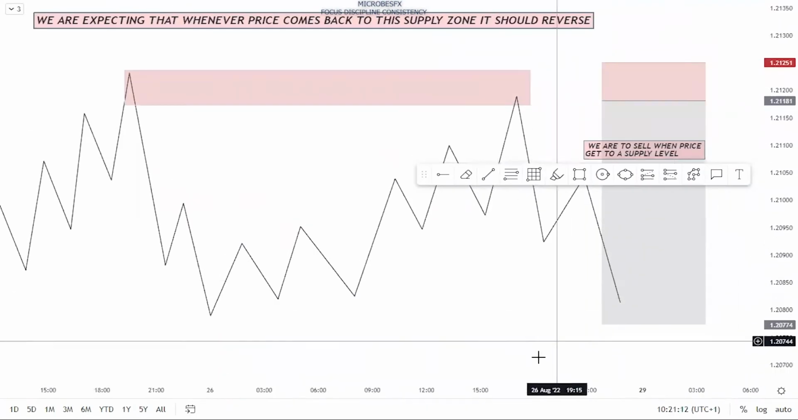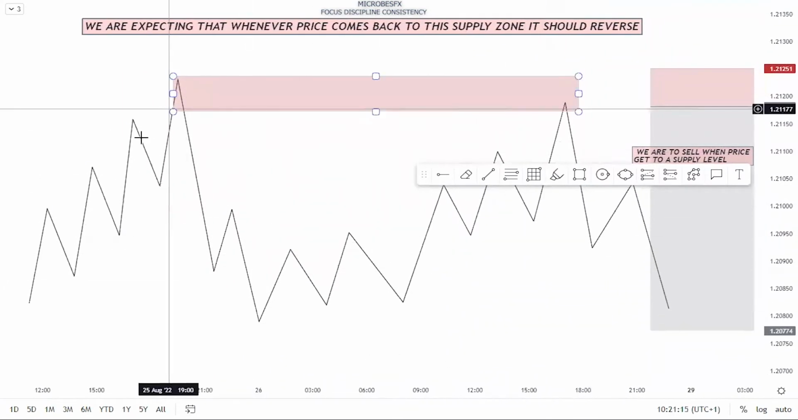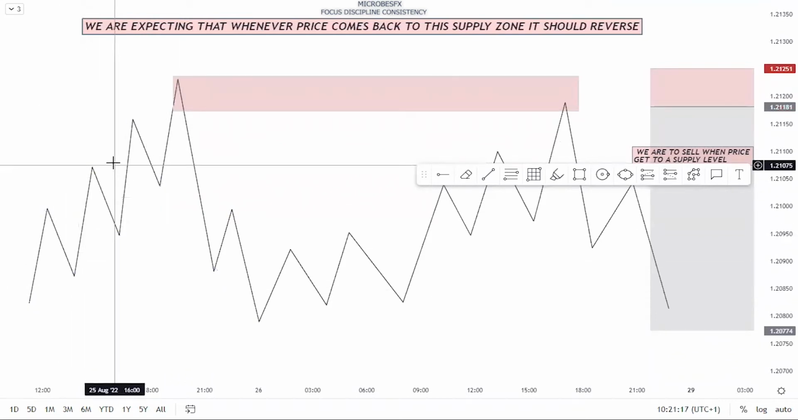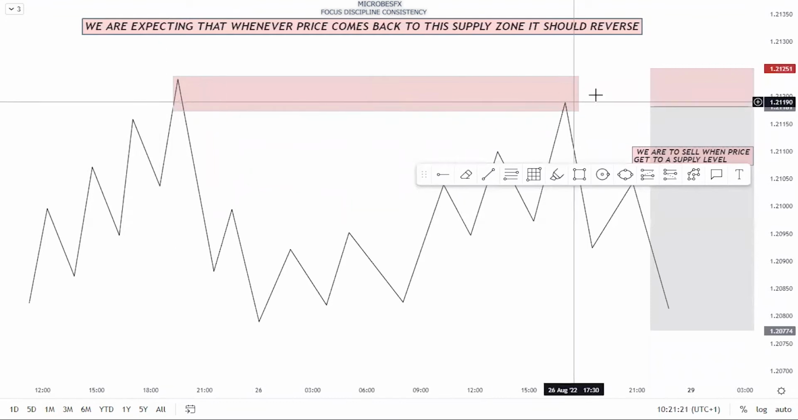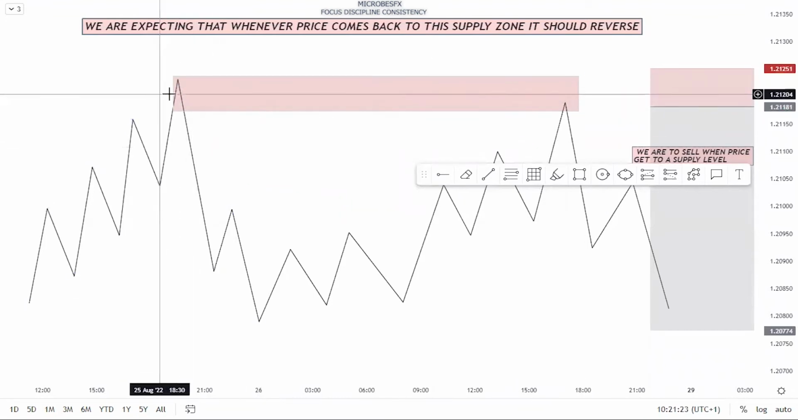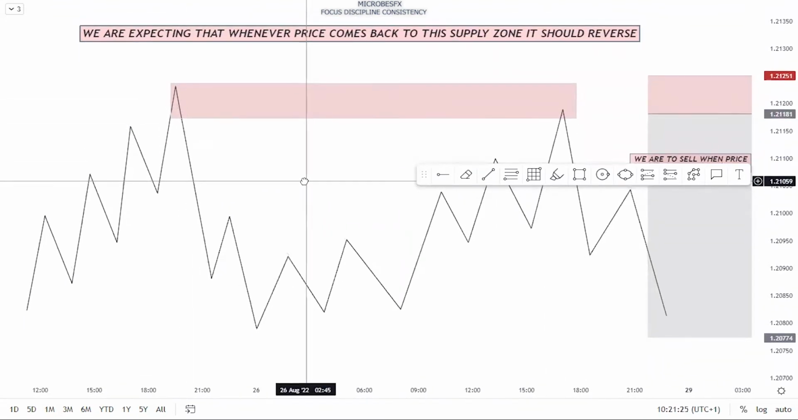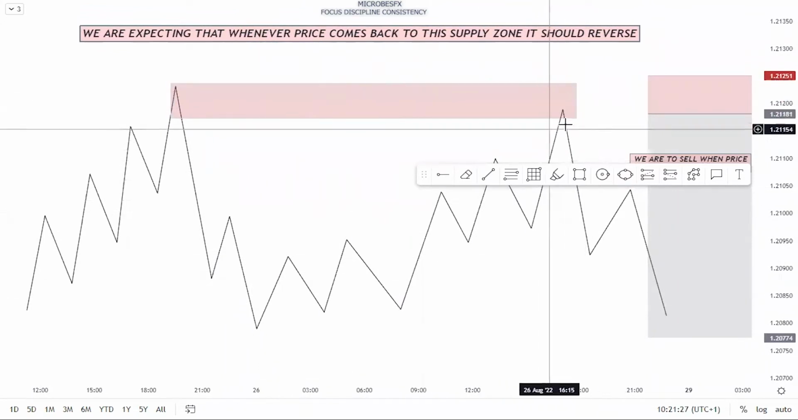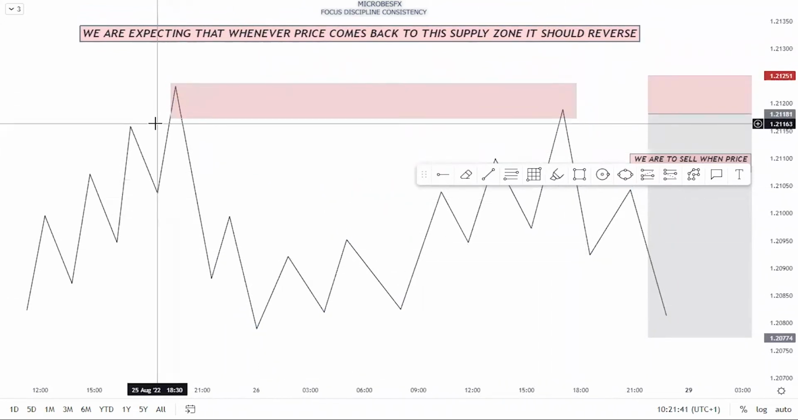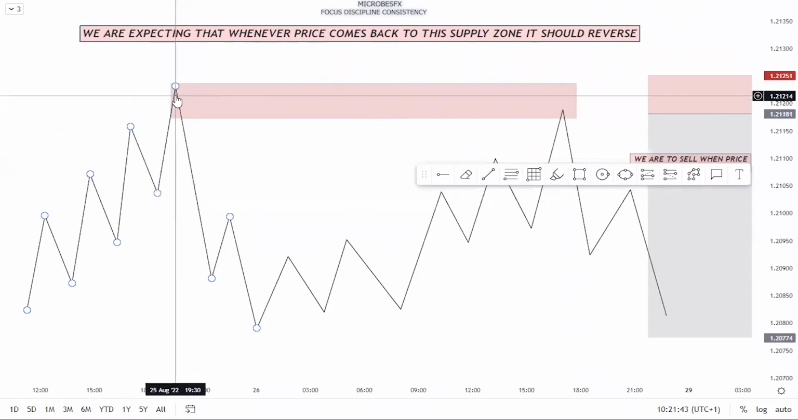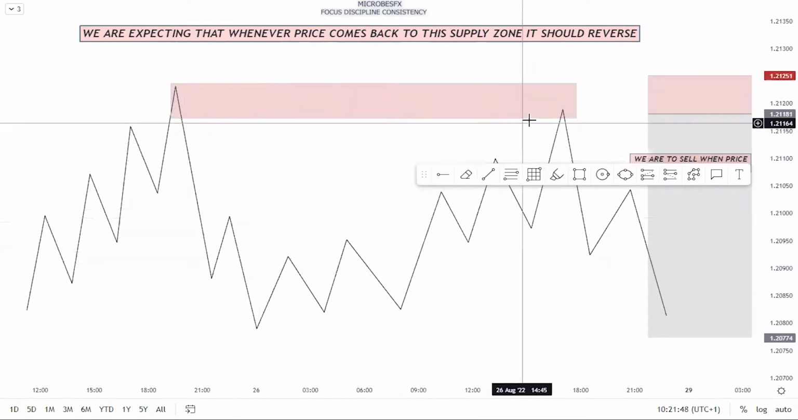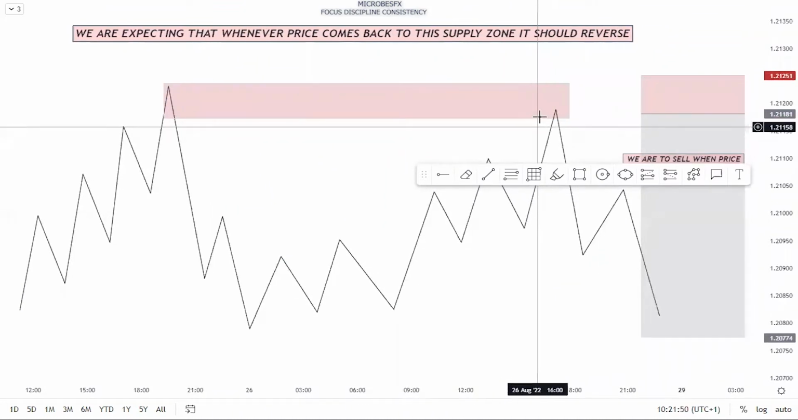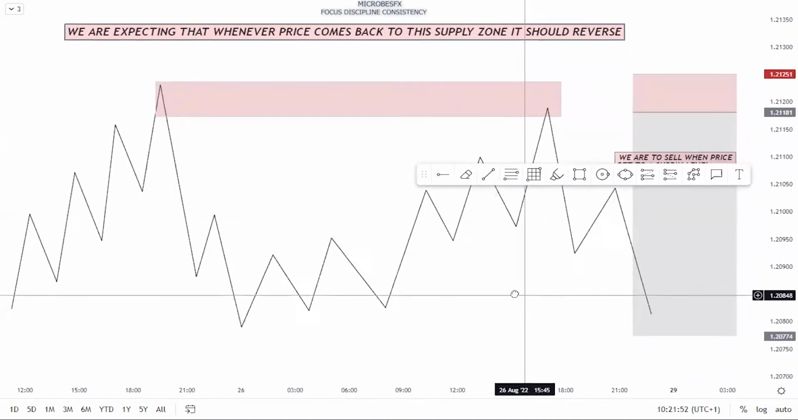What are we expecting when this zone is created? When a supply zone is created, price is moving up and then all of a sudden it starts moving down. So we draw out a zone from that point at which price starts dropping to the downside. What is expected is that when price comes back to that zone, it should reverse. You just need one touch, a place where you see price reverse from initially. You are expecting that when price comes back to that point, it should reverse from that area again. So that's what you're expecting.